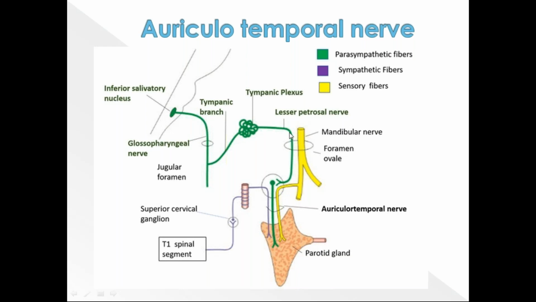With the mandibular nerve, you can see the preganglionic fibers are coming from the lesser petrosal nerve, which in turn is a branch of the glossopharyngeal nerve, the 9th cranial nerve. These preganglionic fibers end in the otic ganglion. Now the postganglionic fibers arise from the ganglion and through the auriculotemporal nerve supply the parotid gland. That means it gives secretomotor fibers to the parotid gland. So I think now you are clear about the auriculotemporal nerve. I'll continue with the next nerve.